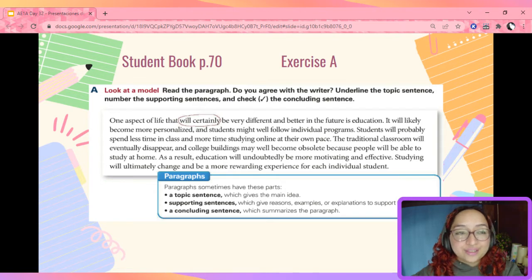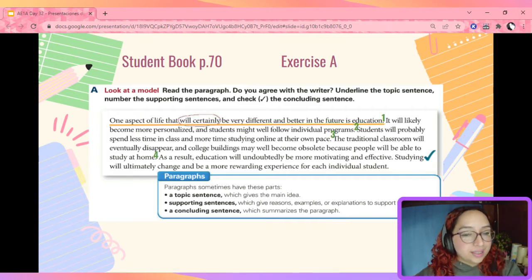Okay, now that you finish, let's check. So, the first sentence is the topic sentence. Now, how many supporting sentences did you find? Well, you should have found 4. So please check that you got them right. And the concluding sentence was, of course, the last one that started with studying. Did you get this right?